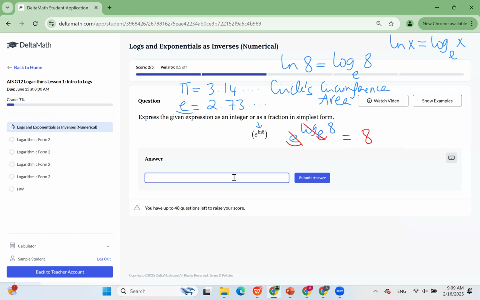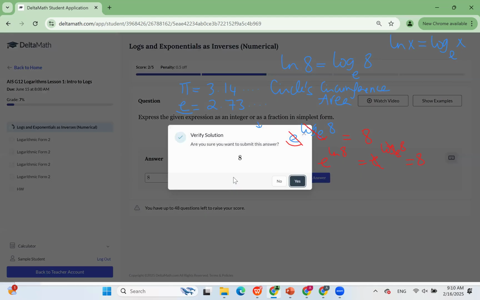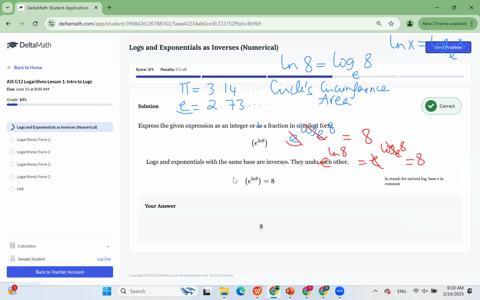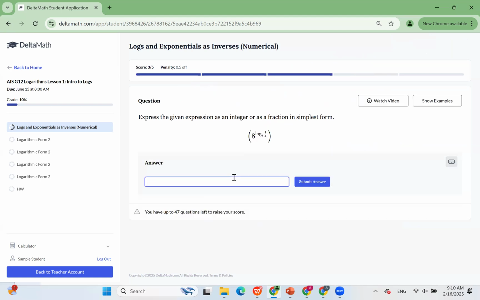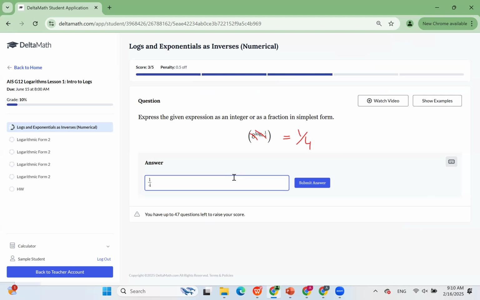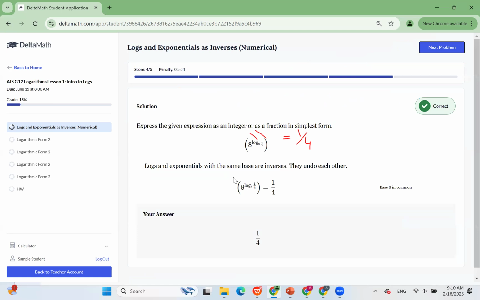So e power ln 8 is the same as e power log base e of 8. And these cancel out and we are left with 8 as a final answer. Here we just have normal logarithms with numbers. Again, the 8 cancels the log base 8, and we have 1 over 4. We just write 1 over 4. And this is correct as well.